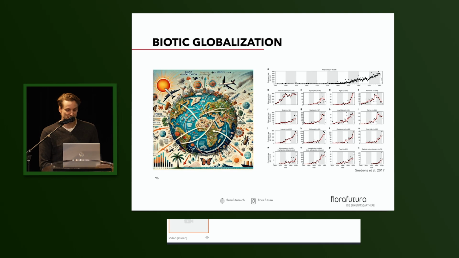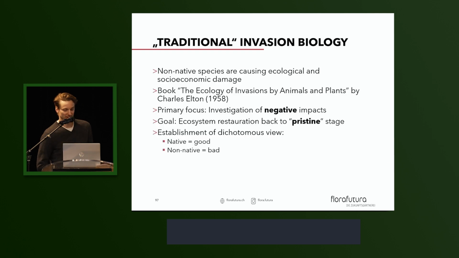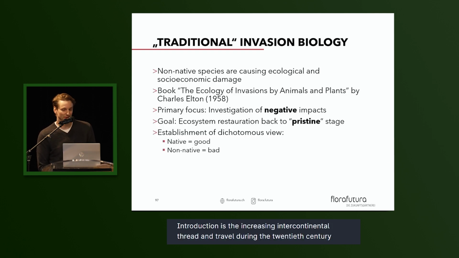So, as we can see in the graph here, the number of first records of non-native species is still growing continuously, and more and more species are becoming naturalized somewhere on Earth. And the main reason for this accidental and intentional introduction is the increasing intercontinental trade and travel during the 20th century. So this biotic exchange has raised concern amongst biologists who suspected undesirable ecological and socioeconomic effects.